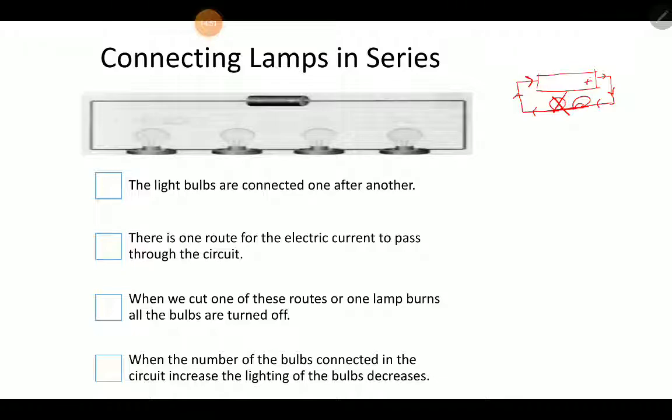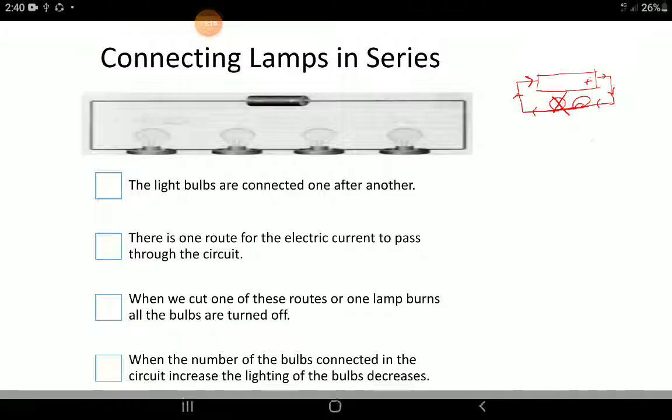So there is only one route for the electric current to pass through the circuit. So by unscrewing or burning one of the bulbs, the electric current doesn't flow. And also, by increasing the number of connected light bulbs, the lighting of the lamp, or the light intensity, decreases.